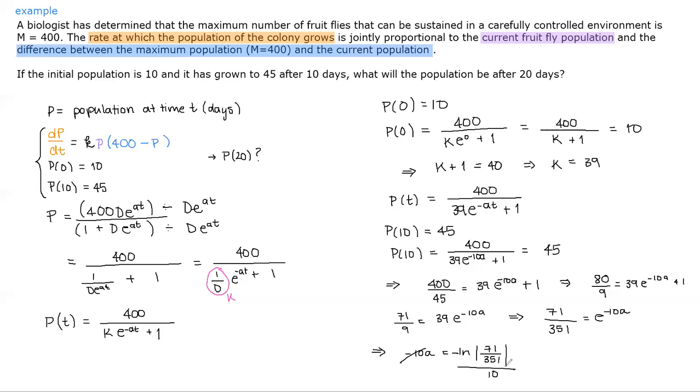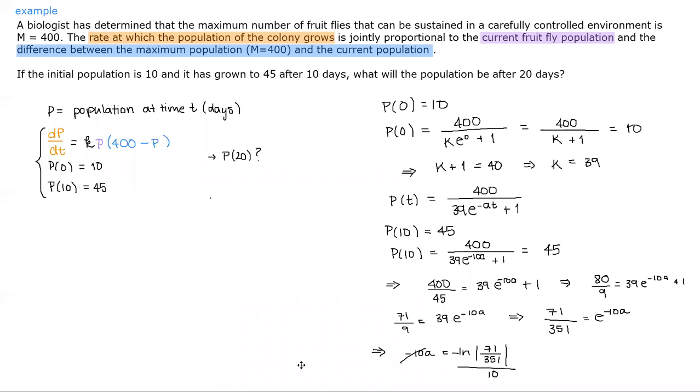Okay, almost done. Almost done. And I've said that a couple of times, but it's really it. Now we just have to simplify the expression for the population and then evaluate the population after 20 days.